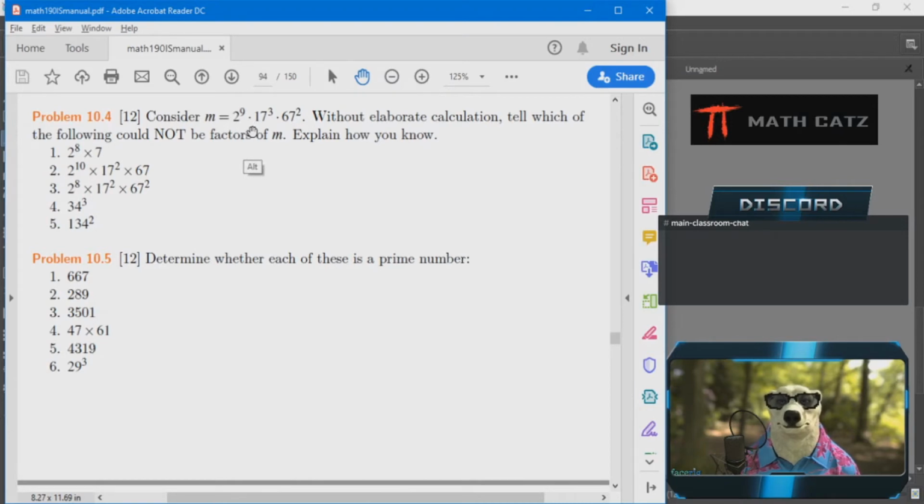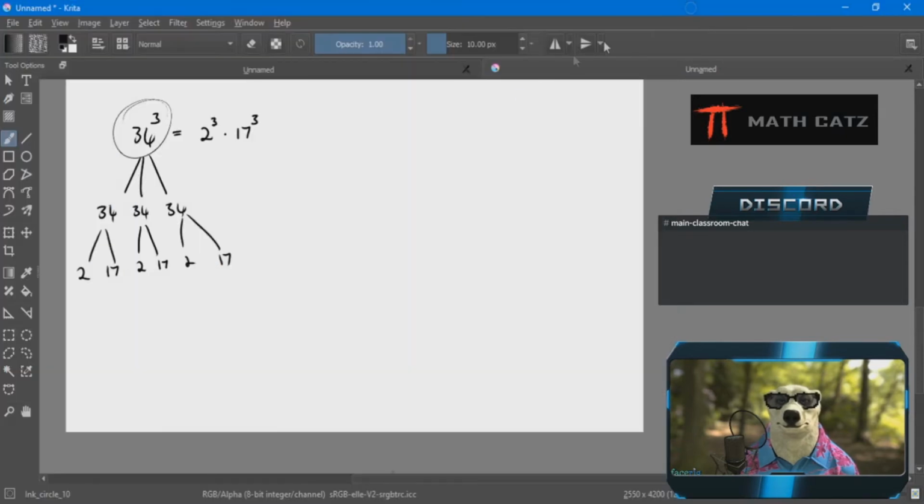No problem. So I might need to work on this a little bit, especially number 5 as well. 134. What is that? 134. And there are 2 of them. So from something higher up, I get that.